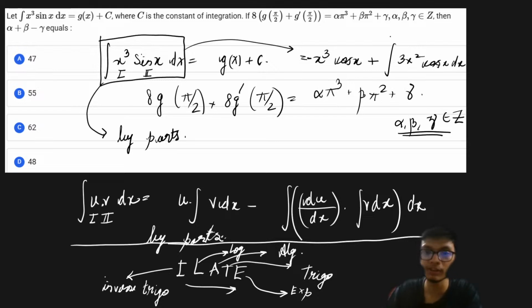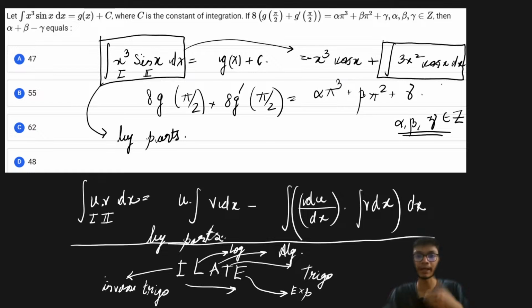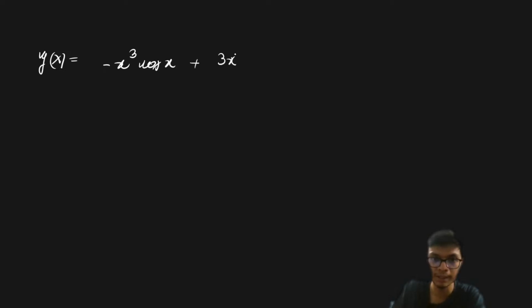Once you get this expression, you see that the integration again involves an algebraic function and a trigonometric function multiplied together. So again you have to apply by parts. If I do it again by parts, the expression for g of x is going to be minus x cube cos x plus 3x square sine x minus the integration of 6x sine x, right?